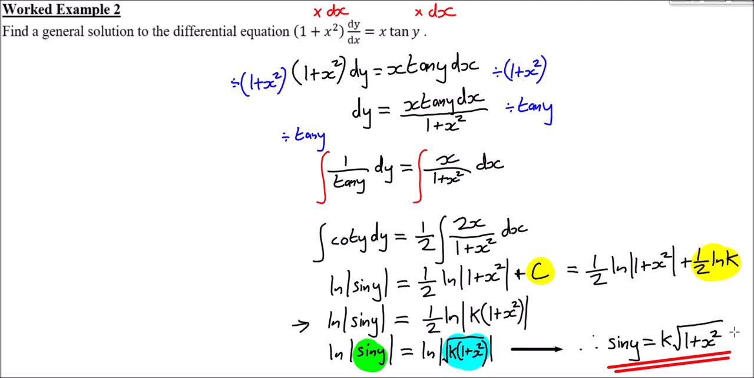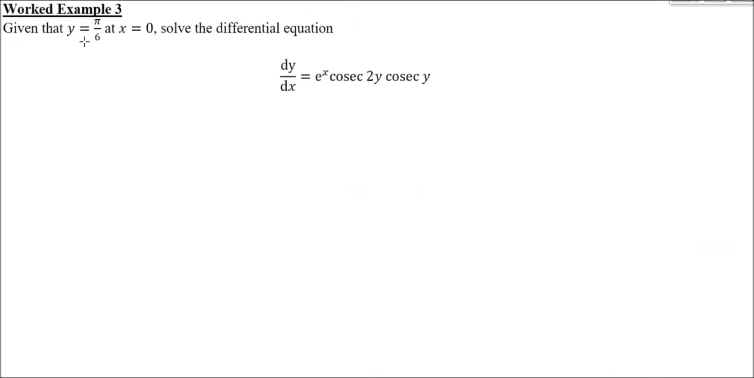Let's now have a look at another worked example, number 3. This one, we have a boundary condition this time. So given that y is pi over 6 when x is 0, solve the differential equation dy by dx equals e to the x cosec 2y cosec of y. Once again, separate the variables is the aim of the game. So dy by dx as it stands, that's no use to us. There is no need for that to be a denominator anymore.